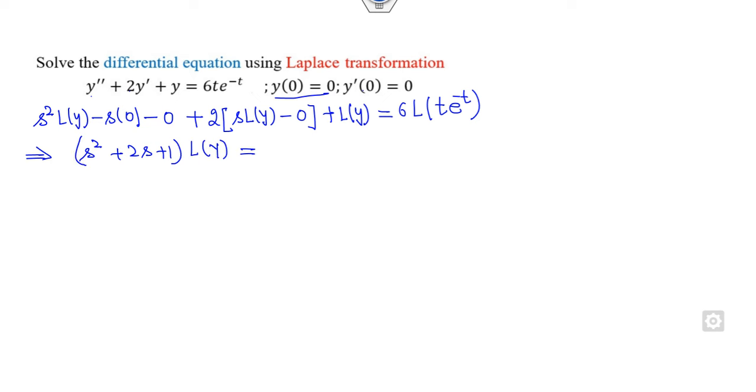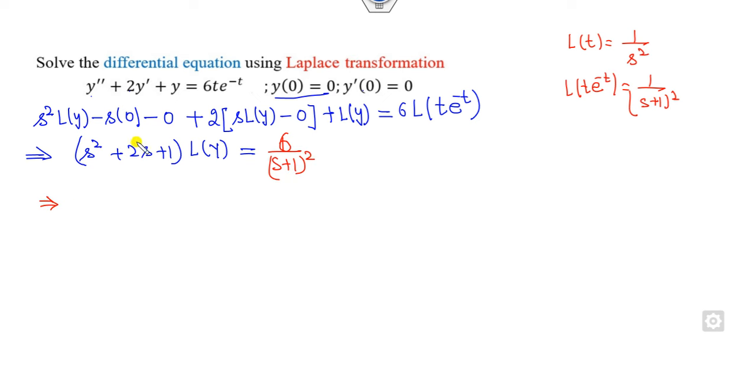What is the Laplace of this? Clearly, I can find the Laplace of t. It is 1 over s square. Then by using the first shifting theorem, I can write this as 1 over s plus 1 whole square. So it is 6 over s plus 1 whole square.